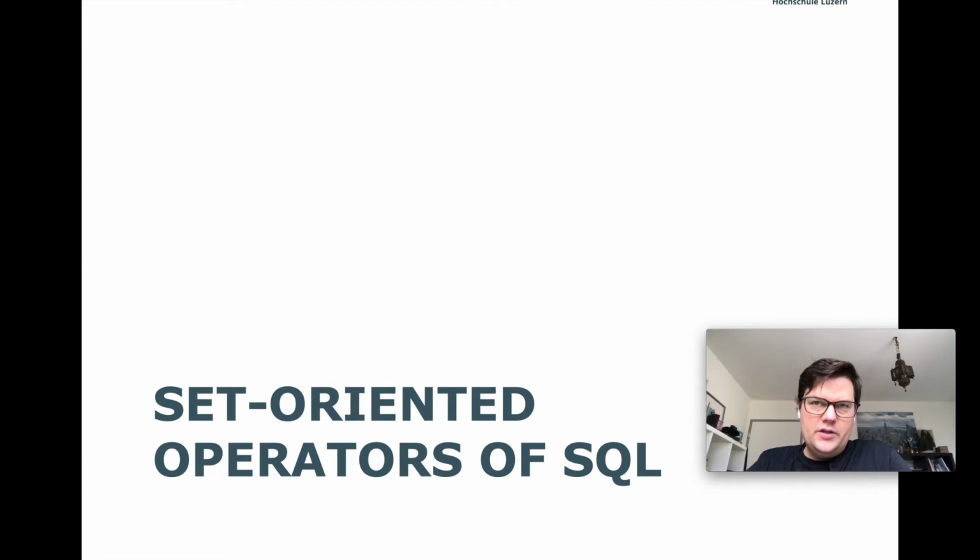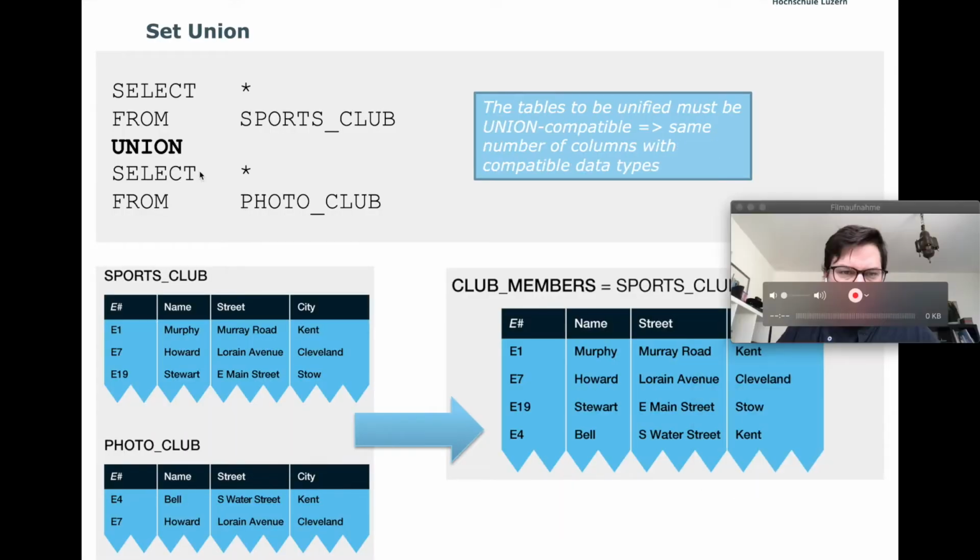So we have covered the relational operators of SQL that make it relationally complete. Now let's see what kind of set-oriented operators there are. Set union is an important set operator that combines two sets by taking all the elements into account that are elements of either one of those two sets. So here you have an example.